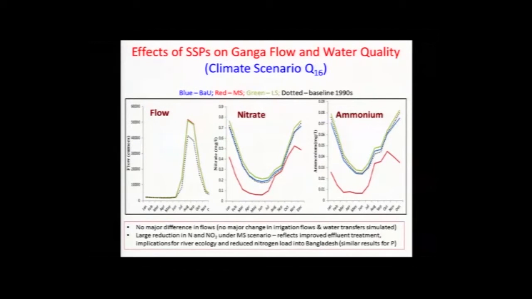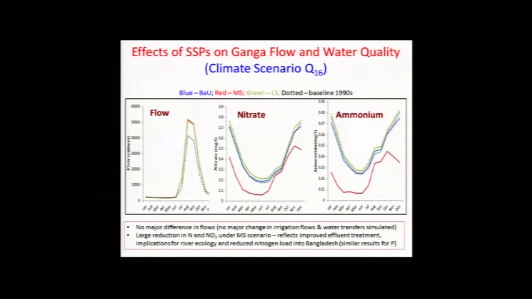But look at this red curve here. There's a very large reduction in the nitrogen and the nitrate both under the MS scenario. This is the moderate sustainability scenario, and that is basically a reflection of the fact that we have considered that the effluent treatment will increase significantly in the coming years because these are the plans which the government is actually going ahead with, and that should have very important implications in terms of the river ecology and the reduced nitrogen load into the Bangladesh. And I must also inform you that we had a similar result for the phosphorus as well. We ran the same model for the phosphorus as well.